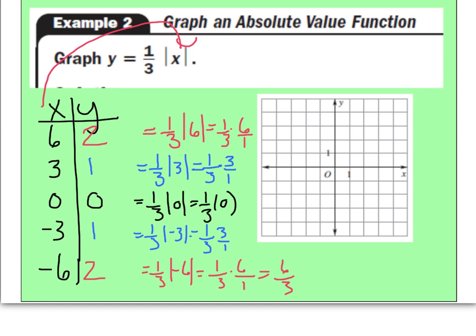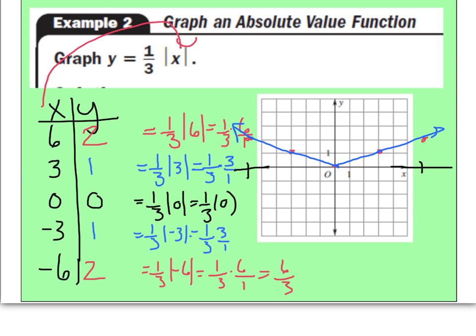If you plot these ordered pairs, let's do 6, 2, and I think I'm going to have to extend the paper a little bit. So we have 1, 2, 3, 4, 5. There we go. That's 6. And I'm going to have to go over this direction too. So if I plot it, 6, 2 is going to be 6, 2. 3, 1, remember, right 3, up 1. 0, 0. -3, 1 is here. -6, 2 is here.